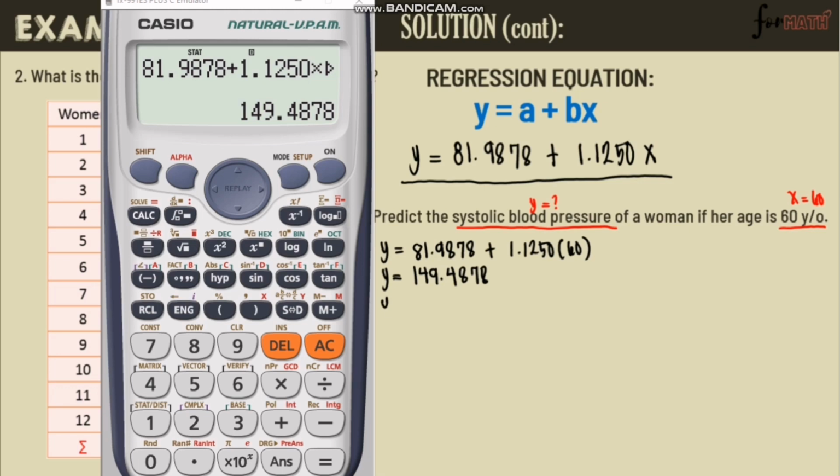0.4878. Or we have y is approximately equal to 149. Okay, round off po ng nearest whole number. Okay, so therefore, if a woman is 60 years old, then her systolic blood pressure is approximately 149.